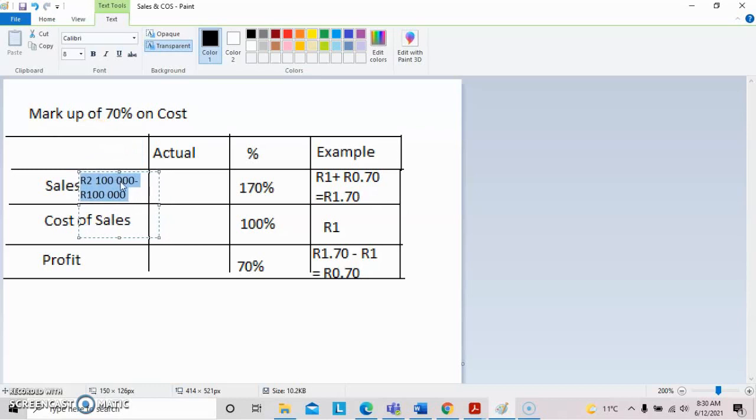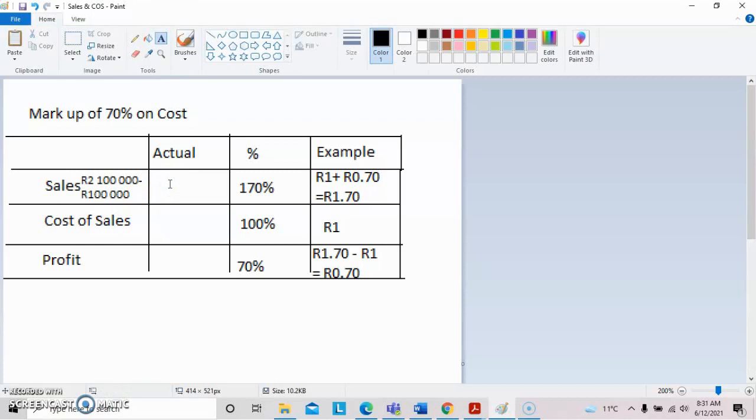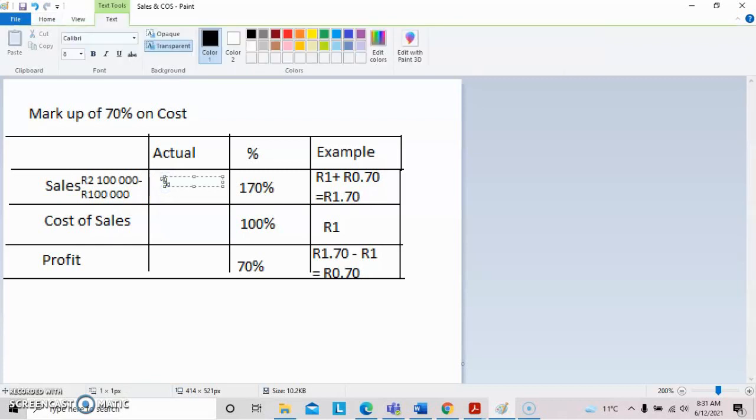So we had sales of 2,100,000 and then we minus debtors allowances of 100,000, right? So what do we have left now? We are having actual sales of 2 million. Okay, so our sales is 2 million.